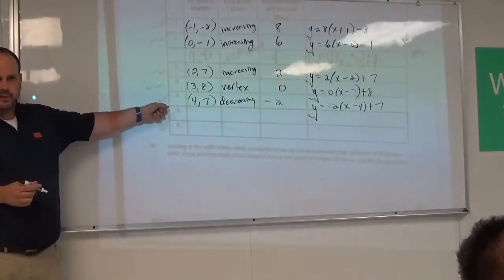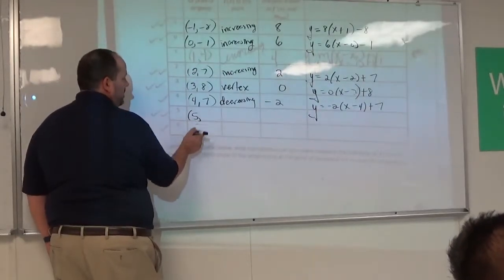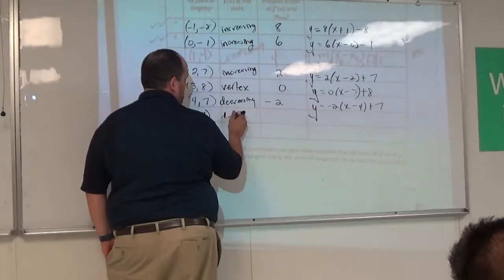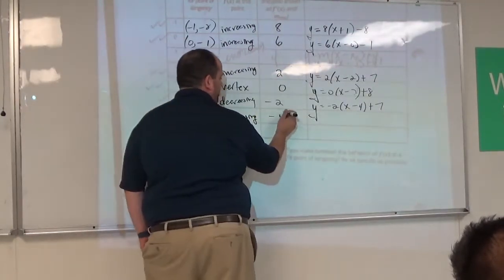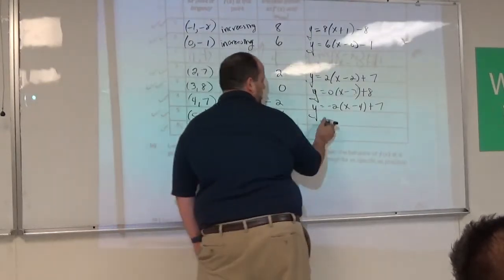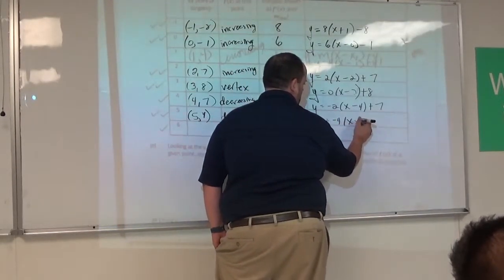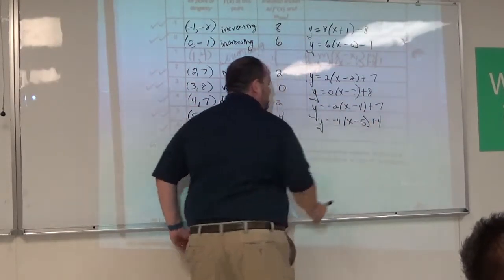Carlos, you said you had 5? It's 5, 4. Behavior of the graph? Decreasing. Slope? -4. Equation of the tangent line? Y equals -4, x minus 5. And then it should be plus 4.